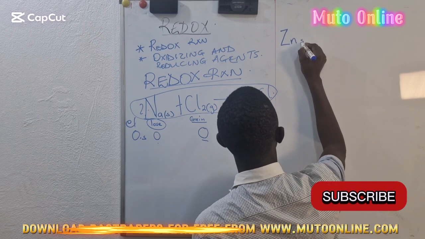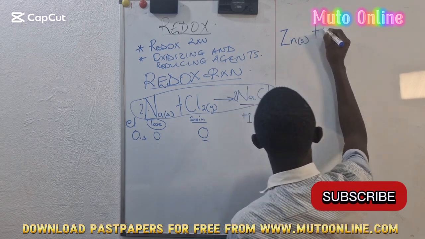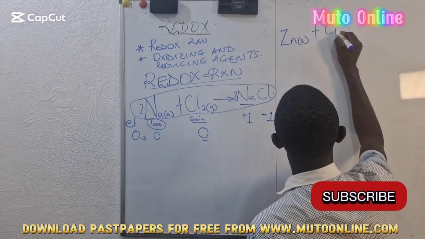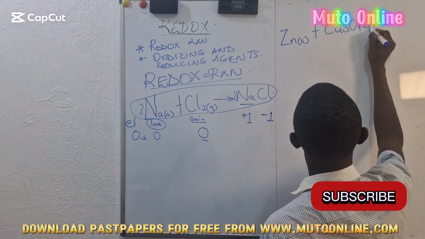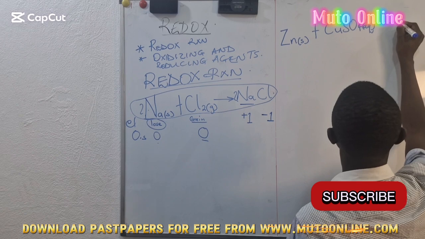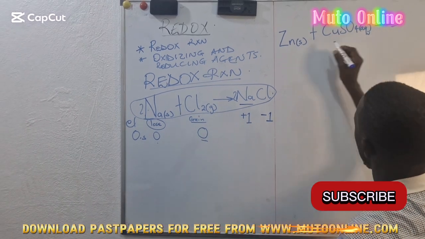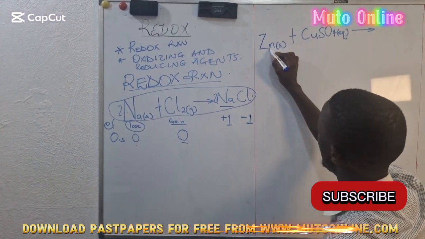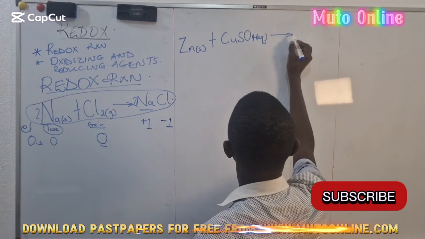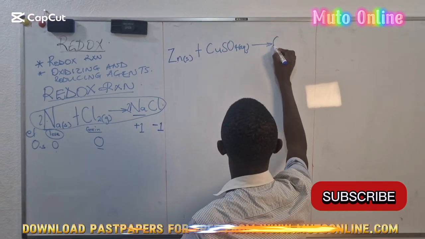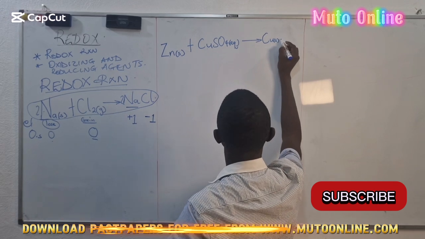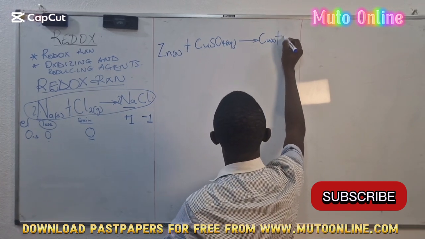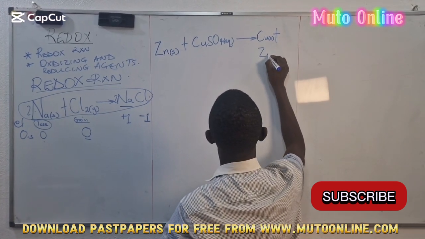We can also look at a reaction where zinc powder is added to a solution of copper(II) sulfate. This reaction will involve zinc displacing copper from its solution, giving us copper solids, which will appear as residues in the solution, and zinc sulfate.